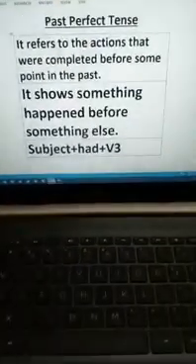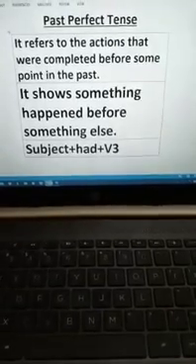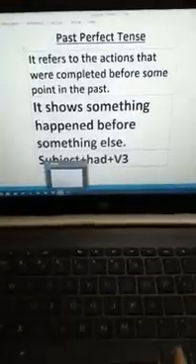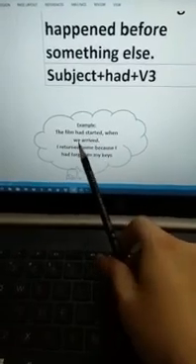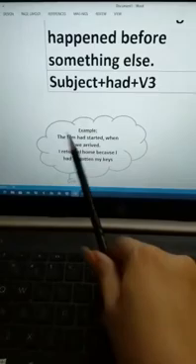Okay, now let's move towards an example to make it clearer. Here we have the example: The film had started when we arrived. You can see that there are two actions in the sentence. The film had started when we arrived. But this action, the film had started, was completed earlier. When we arrived, the film had already started. So this action was already completed. So this is your past perfect tense.